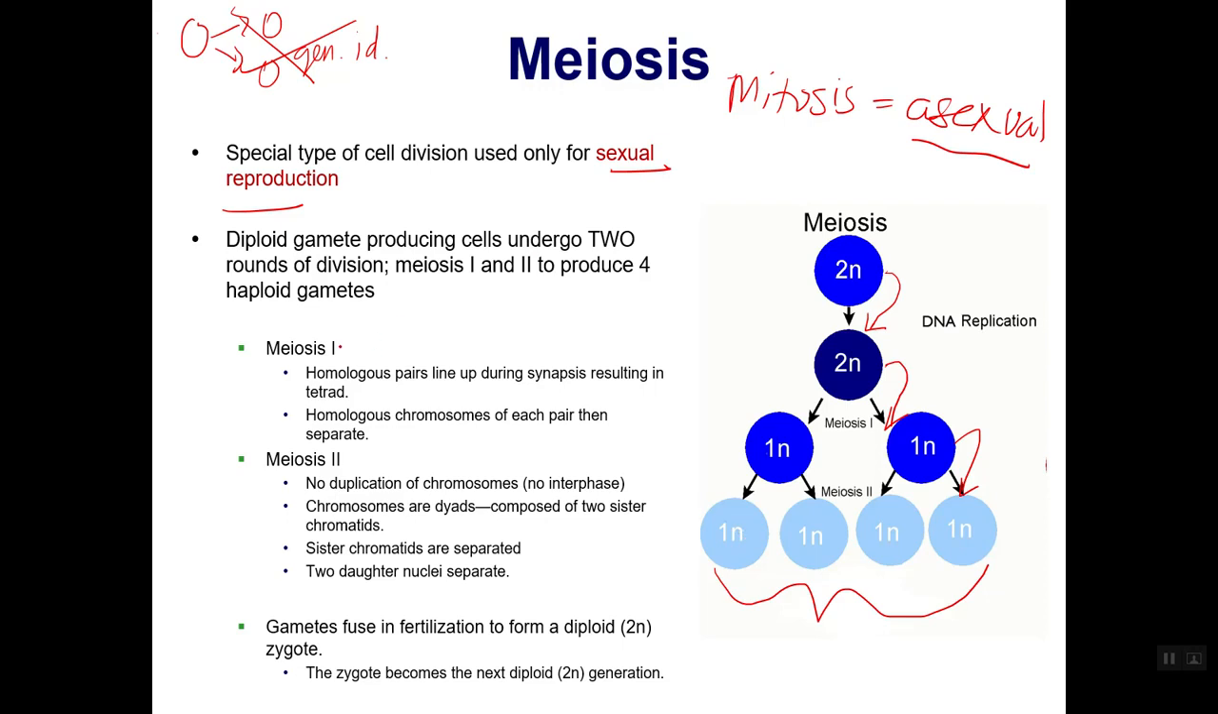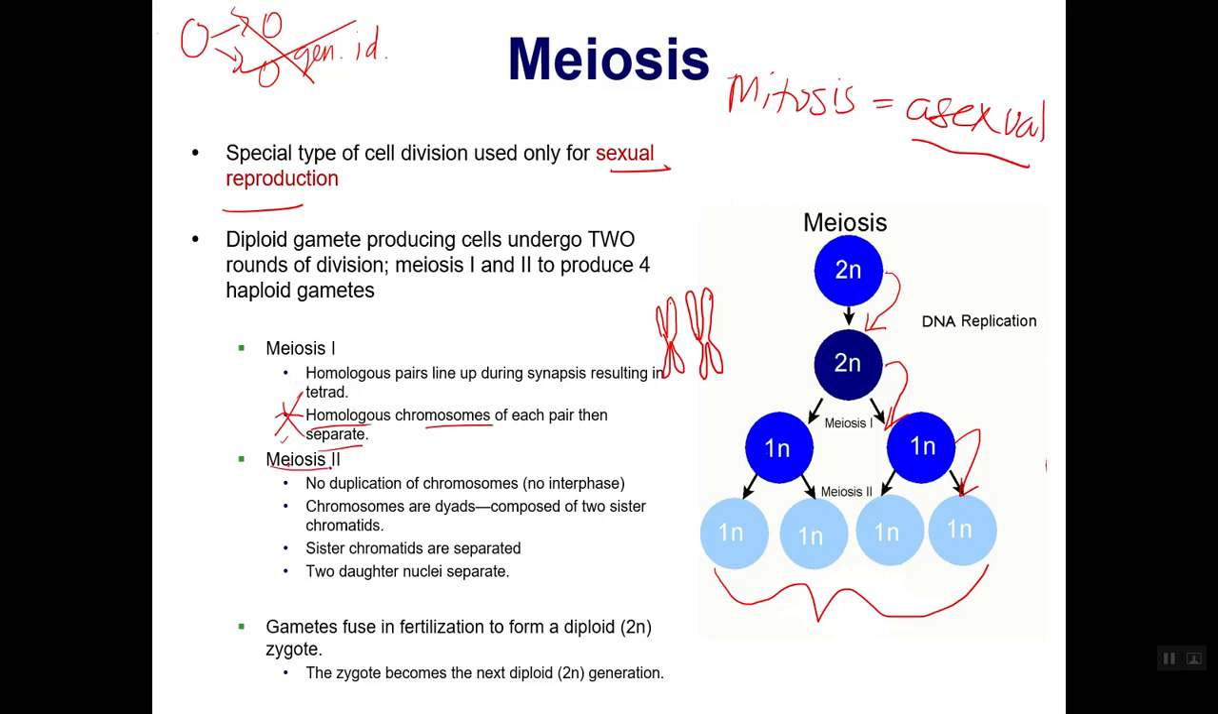So overall, what happens in meiosis 1 is those homologous pairs of chromosomes will line up, and this is called synapsis. It results in a tetrad, and the reason for that is when they line up, and you'll see this in just a second, we're going to have 4 chromatids per homologous set. These homologous chromosomes of each pair are going to separate in meiosis 1. You need to know that. In meiosis 1, homologous chromosomes separate.